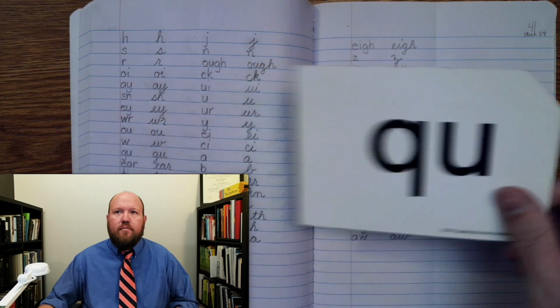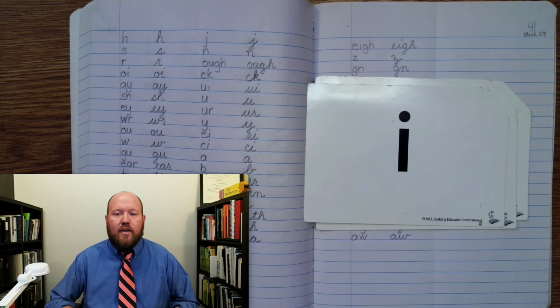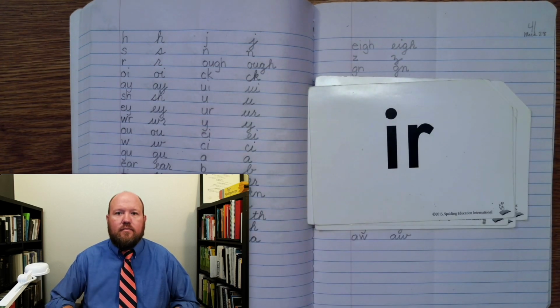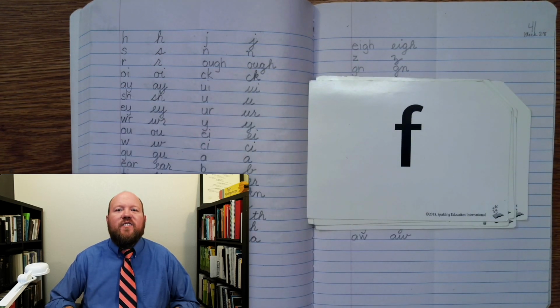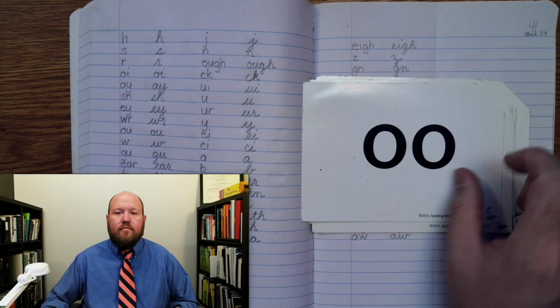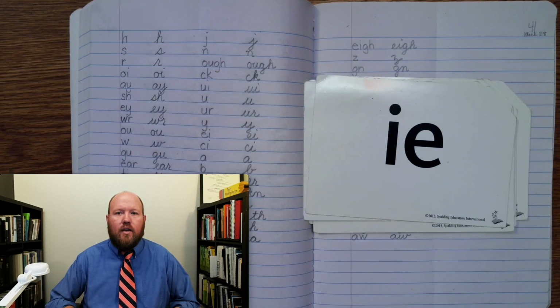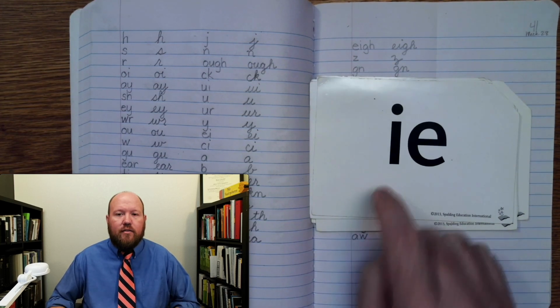O, U. Qua. What always comes after a Q in English words? A U. I, I. First. Ung. O, E, I, I. And remember, between I, E, and E, I, this is the one you'll use most often.